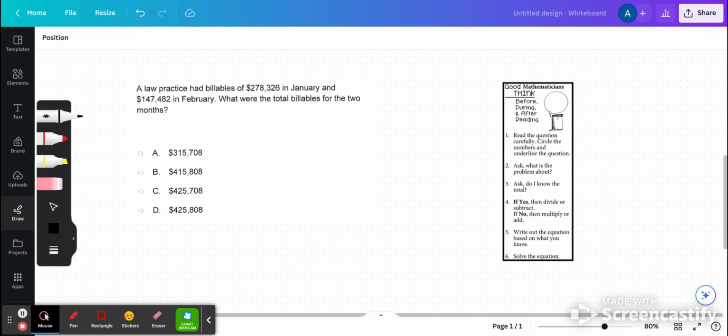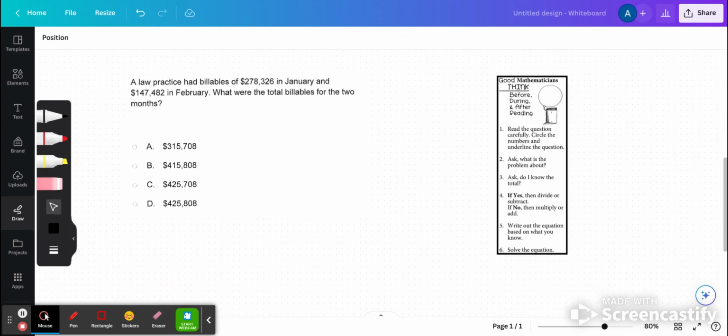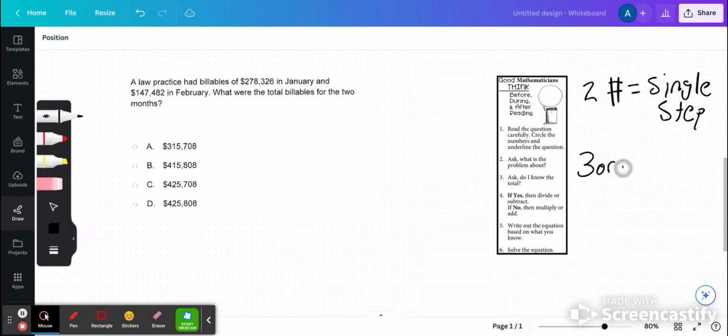So our first step is going to be read the question carefully. We're going to circle the numbers and underline the question. The reason we circle the numbers is because that is going to tell us if it's a single step or multi-step problem. Okay, if we see 2 numbers, that's going to be a clue that it's single step. If we see 3 or more numbers, that's going to be a clue that it's going to be a multi-step.